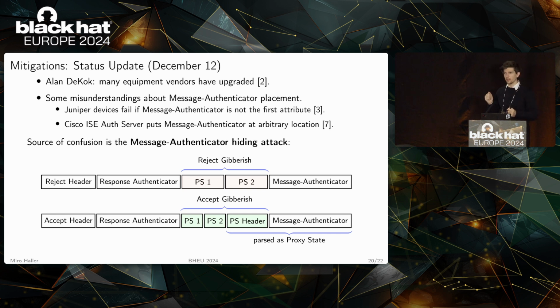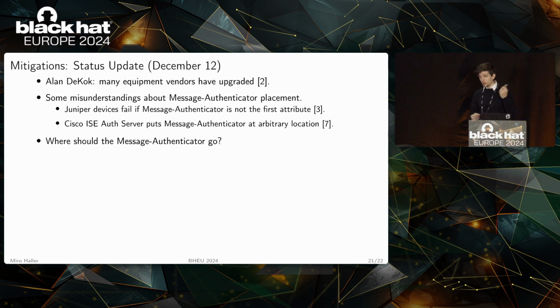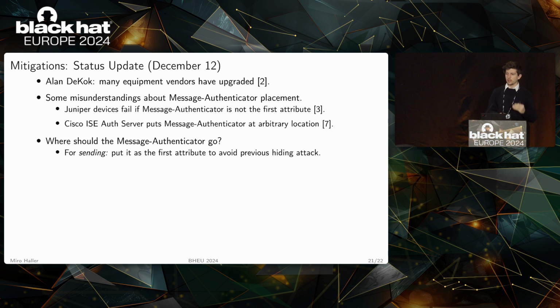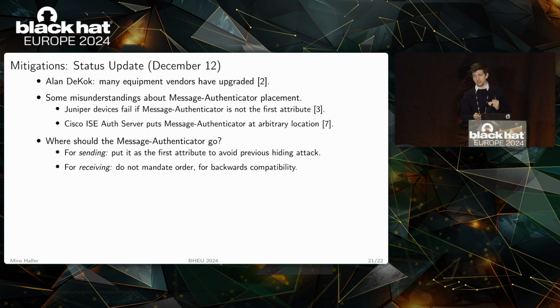And so it will not actually authenticate the packet with that value. So going back to the question of where should you put the message authenticator, if you are sending a RADIUS packet, you should definitely put it as the first attribute because that avoids the previous hiding attack. However, if you are receiving a RADIUS packet, then you should not mandate that it is the first attribute. And the reason for this is that it first of all violates the standard and it also breaks backwards compatibility.